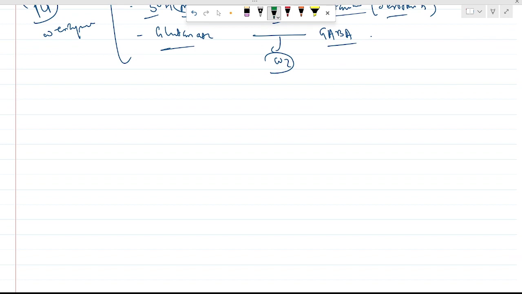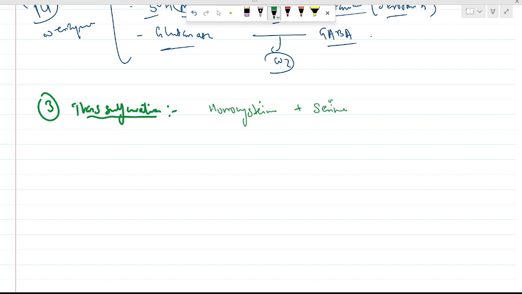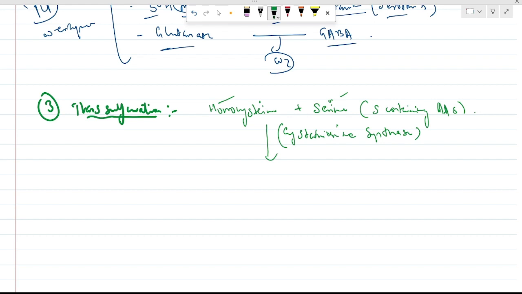Next example we are going to see is transsulfuration. Here we are going to see some examples. For example, see this reaction: homocysteine combines with serine. Homocysteine and serine are two sulfur containing amino acids. They combine in the presence of the enzyme cystathionine synthase.